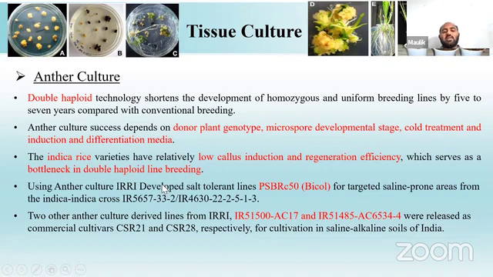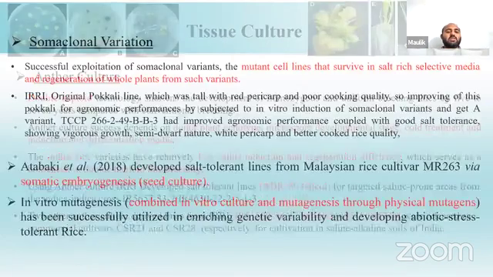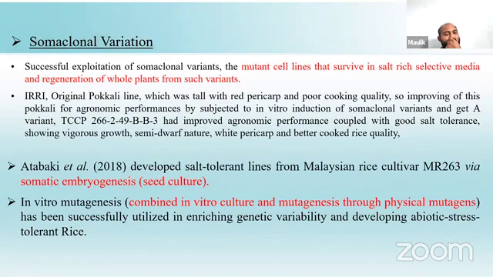Using anther culture, IRRI, the International Rice Research Institute in the Philippines, developed salt tolerant rice PSBRC 50. These are other varieties. Also, another variety in India, CSR 21, CSR 28, is also used for cultivation in saline alkaline soil of India. These two varieties were also developed by double haploid breeding technology. So what is somaclonal variation?